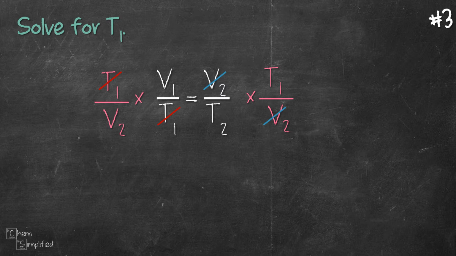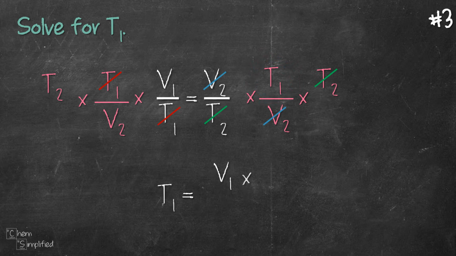Now let's take care of T2. Since it's related to T1 by division, we'll need to do the opposite, which is multiplication. Let's multiply by T2 on both sides. That will get rid of T2 on the right hand side. Looks like we're done. If you notice, on the right hand side, now we only have T1 left. So let's go ahead and simplify. T1 equals V1 times T2 divided by V2.